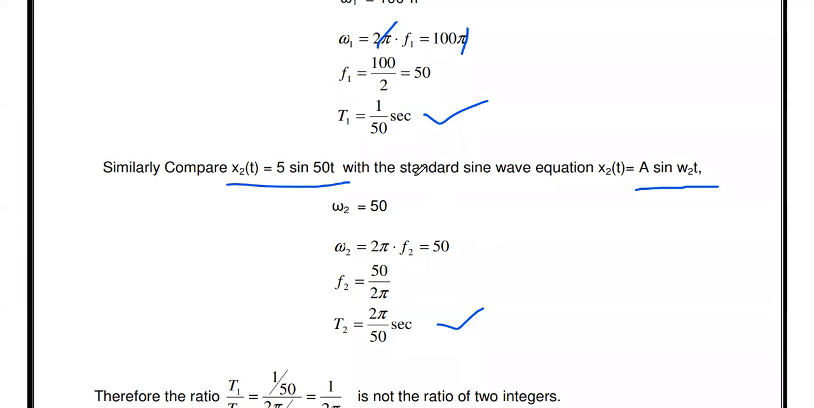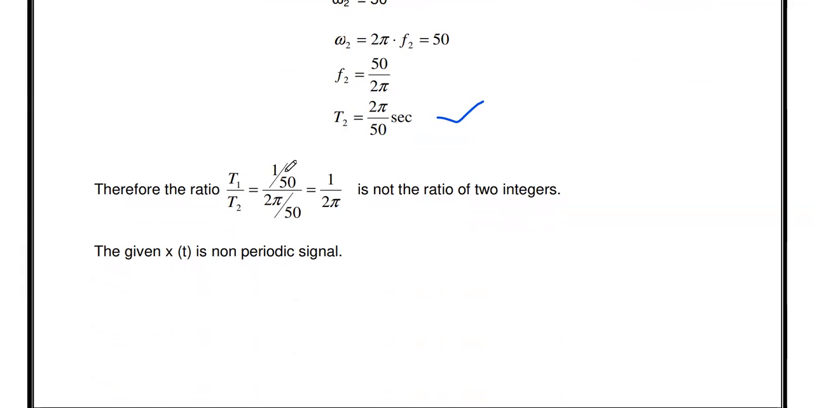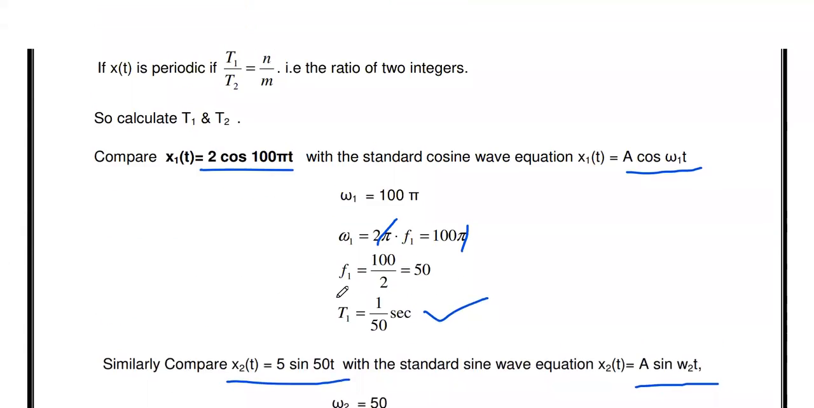Then we take the ratio of T1 and T2. Therefore, the ratio T1 by T2 equals 1 by 50 divided by 2 pi by 50. Here the 50 and 50 cancel, so we get 1 by 2 pi. You see this 1 by 2 pi is not a ratio of two integers. One is an integer, but 2 pi? What is the value of pi? Pi is not an integer value, so the multiplication of 2 into pi is also not an integer. That's why the ratio T1 by T2 is not a ratio of two integers. So the given signal is said to be non-periodic. So we proved it. This is the way.